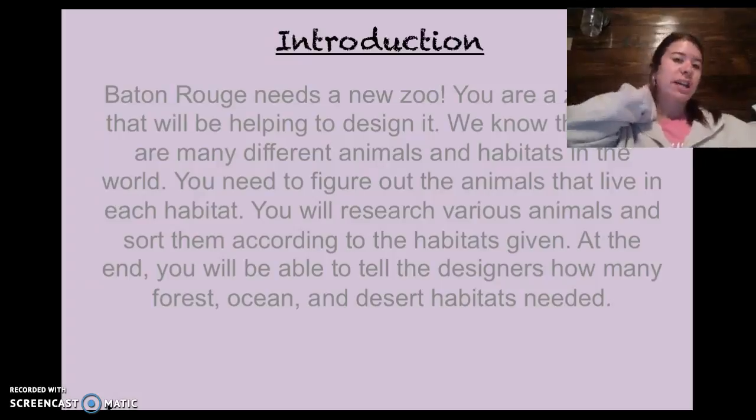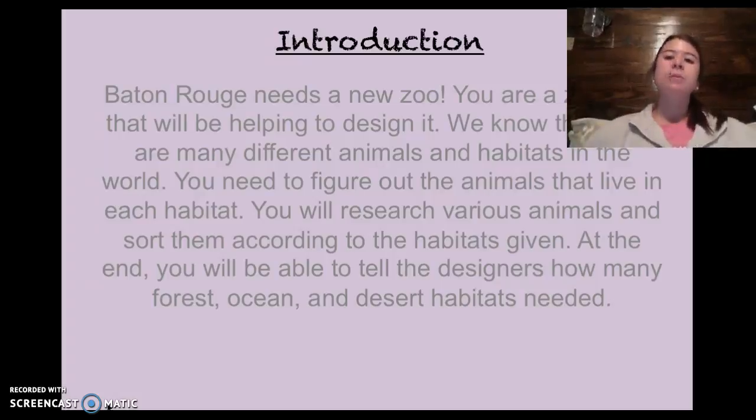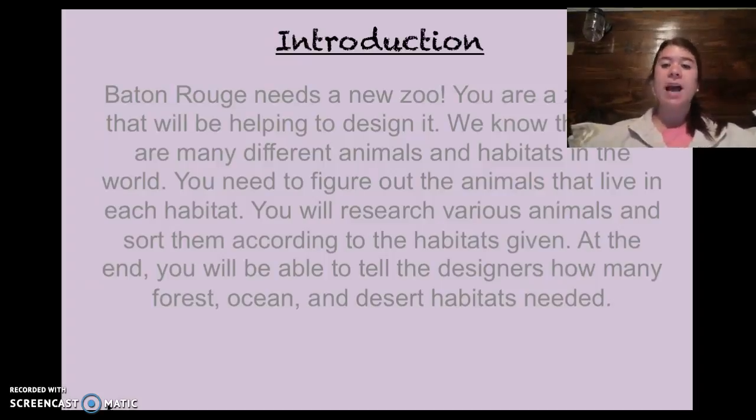So my introduction says Baton Rouge needs a new zoo. You're a zoologist that will be helping to design it. We know that there are many different animals and habitats in the world, so you need to figure out the animals that live in each habitat. You'll research various animals and sort them according to the habitats given. At the end, you'll be able to tell the designers how many forest, ocean, and desert habitats are needed.